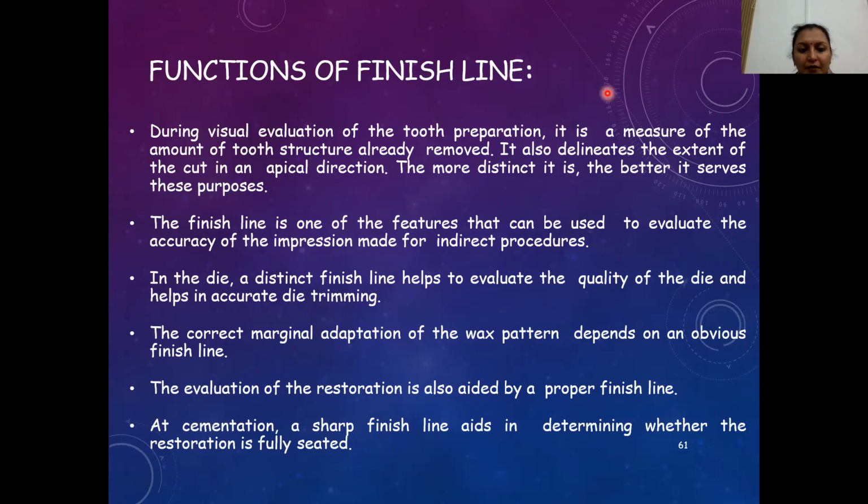in accurate die trimming. The correct marginal adaptation of the wax pattern depends on an obvious finish line. The evaluation of the restoration is also aided by a proper finish line. At cementation, a sharp finish line aids in determining whether the restoration is fully seated.